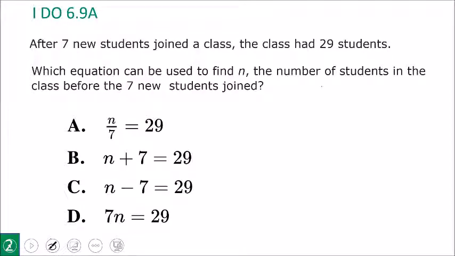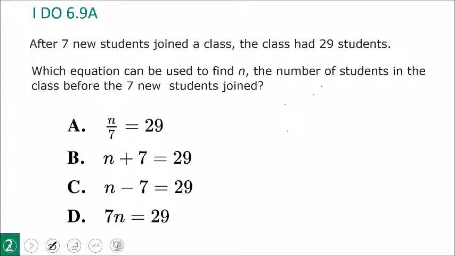After 7 new students joined a class, the class had 29 students. Which equation can we use to find n, the number of students in the class before 7 new students joined? I need you to pay attention. This is my turn. It is my show. After 7 new students joined, the class had 29 students. Which equation can be used to find n, the number of students in the class before 7 new students joined?